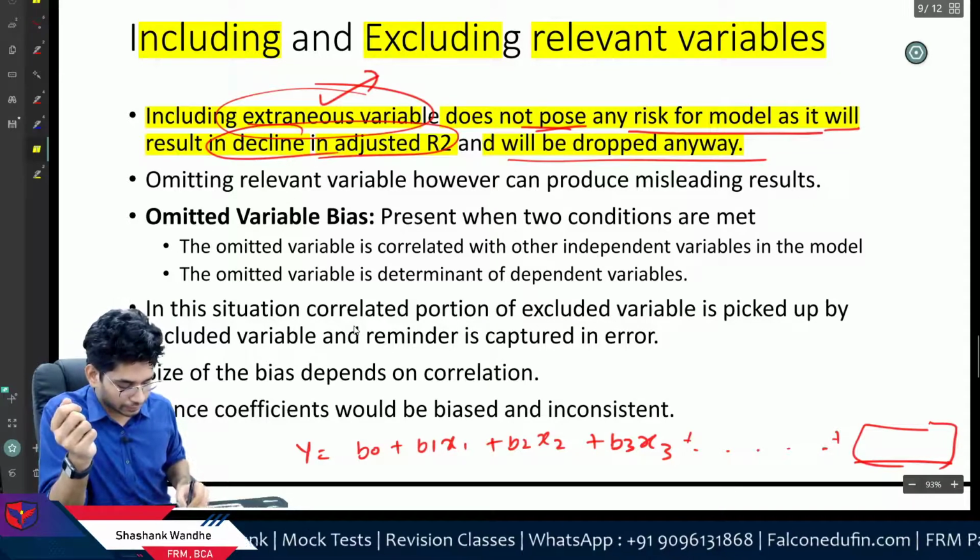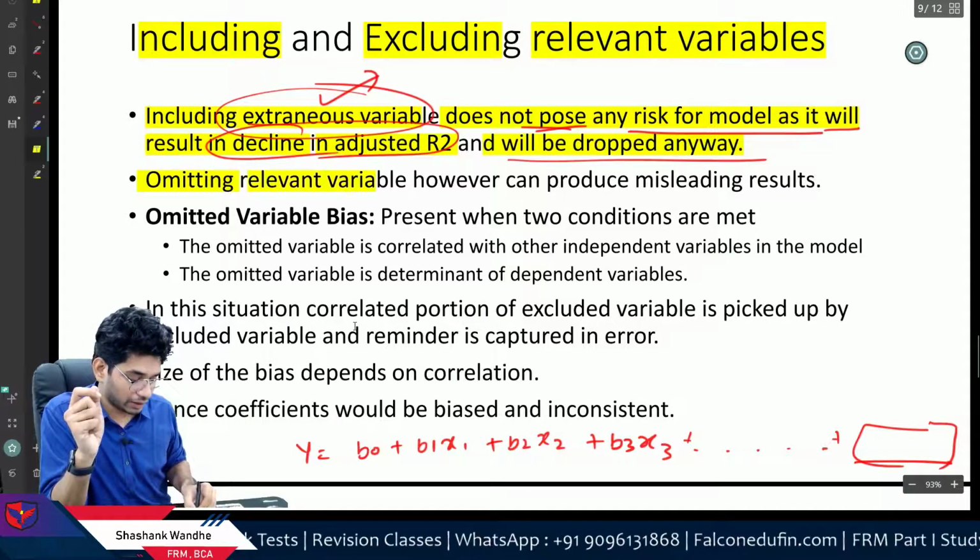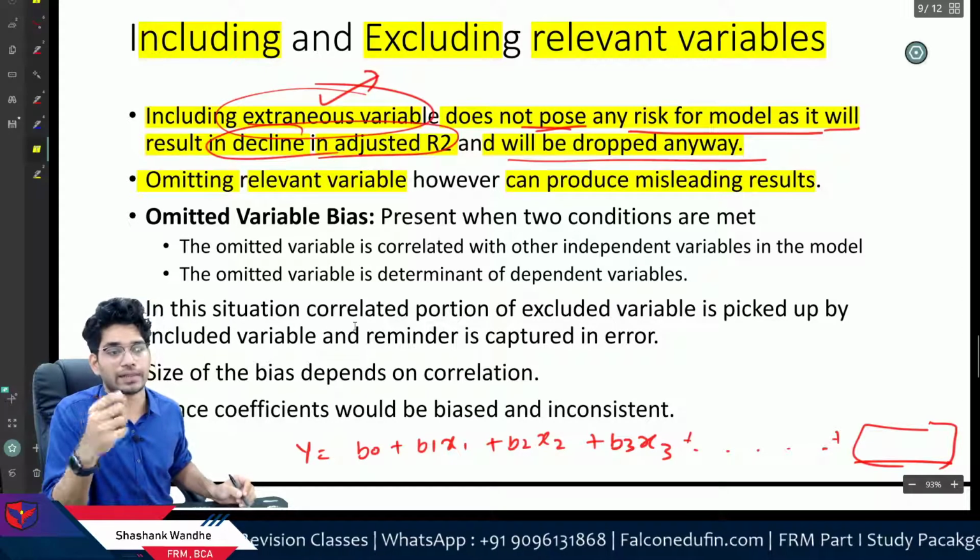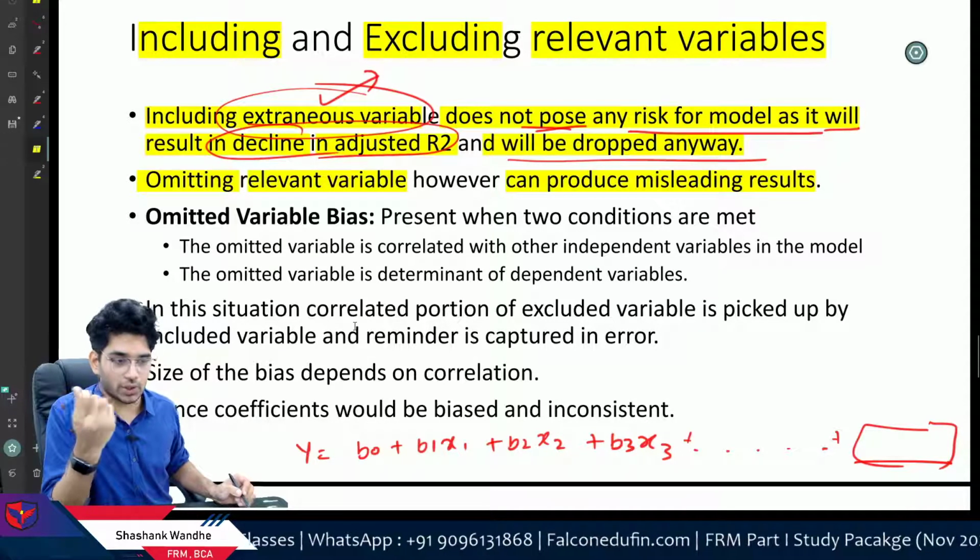Next is, omitting the relevant variable can produce a misleading result, meaning your model will not be robust and so on.